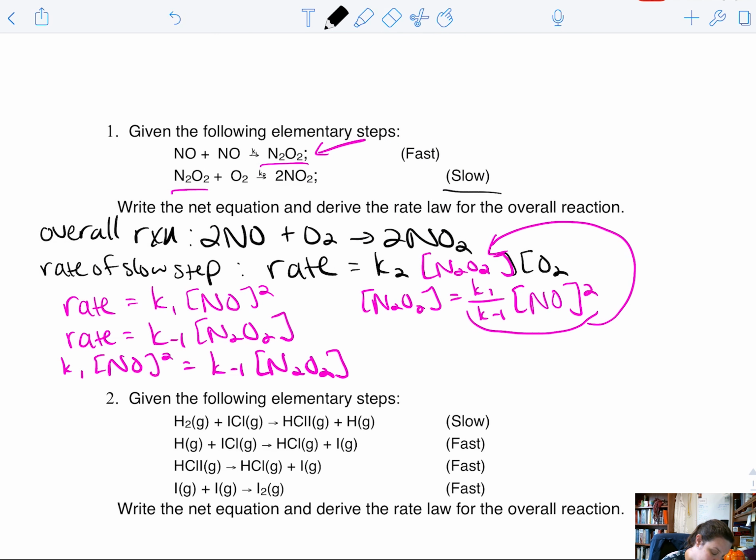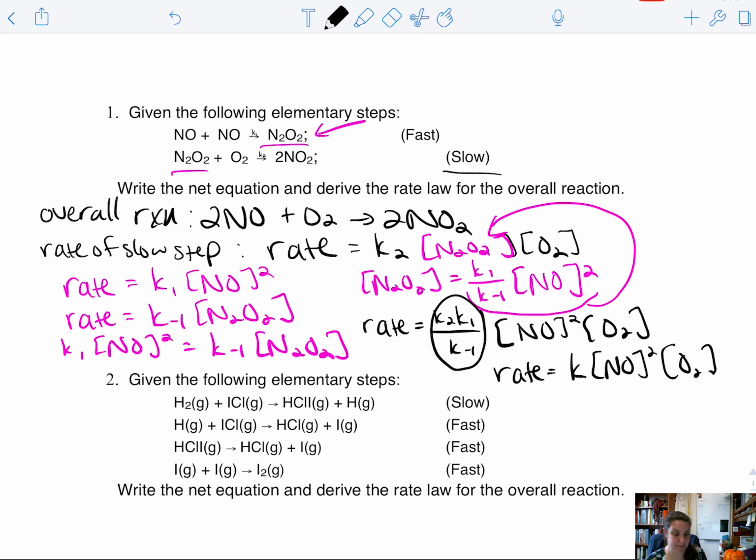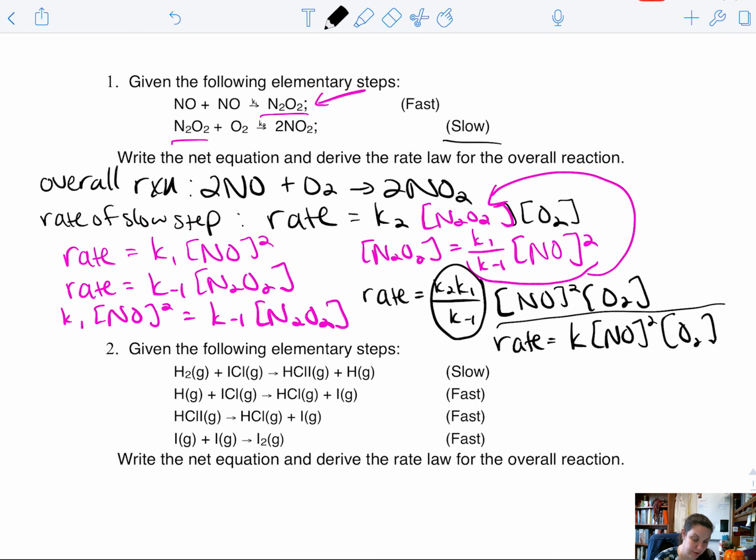And what we get is rate is equal to K2 K1 over K minus 1, NO squared, O2. And then this is just a constant, so it goes to just the constant K, NO squared O2. Okay. There's the rate and our overall reaction.